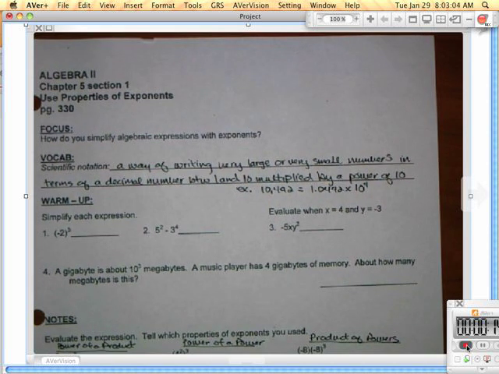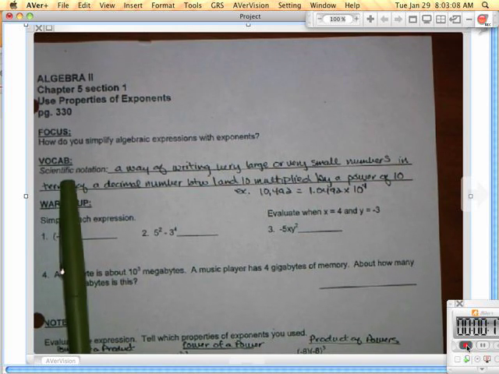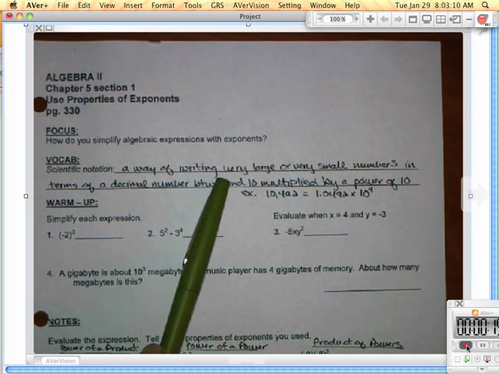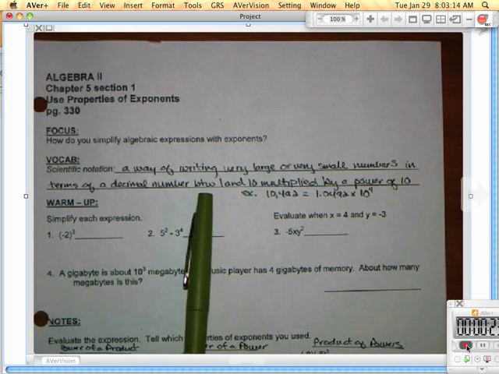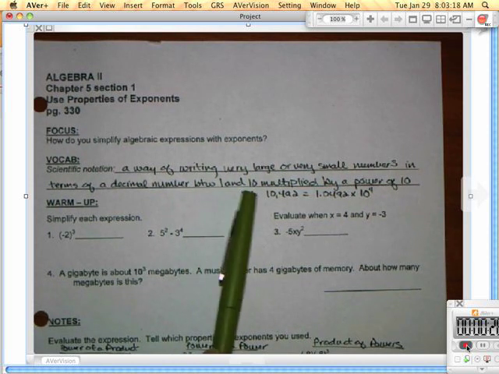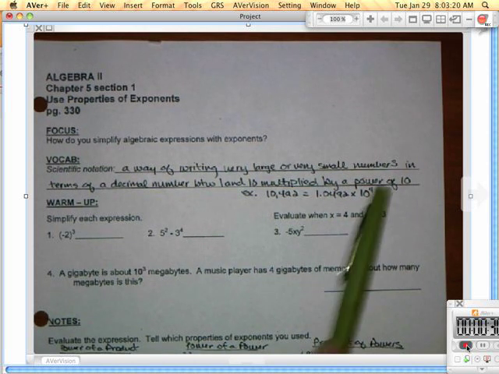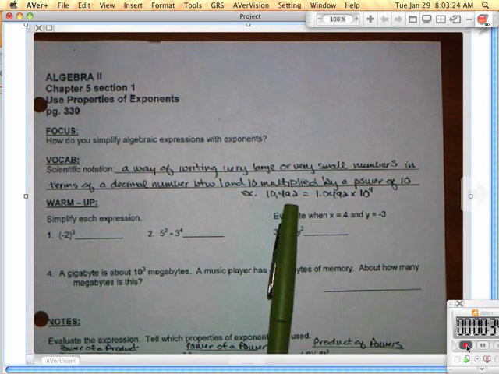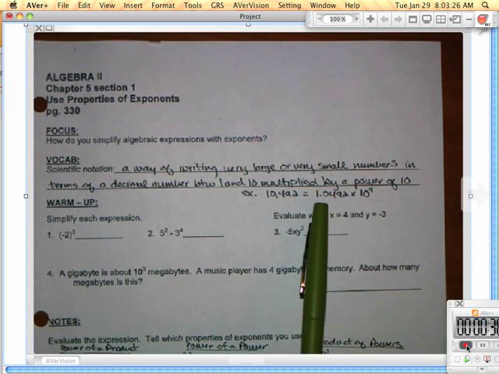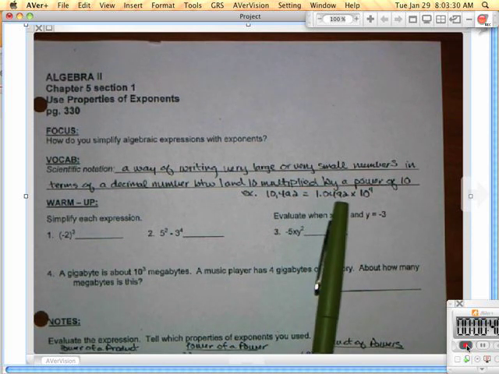So scientific notation is a way of writing, this is something we're going to do in this section, a way of writing very large or very small numbers in terms of a decimal number between 1 and 10 multiplied by a power of 10. So for example, if you have 10,492, as a reminder, you put the decimal with one whole number in front and the rest of the numbers after that.